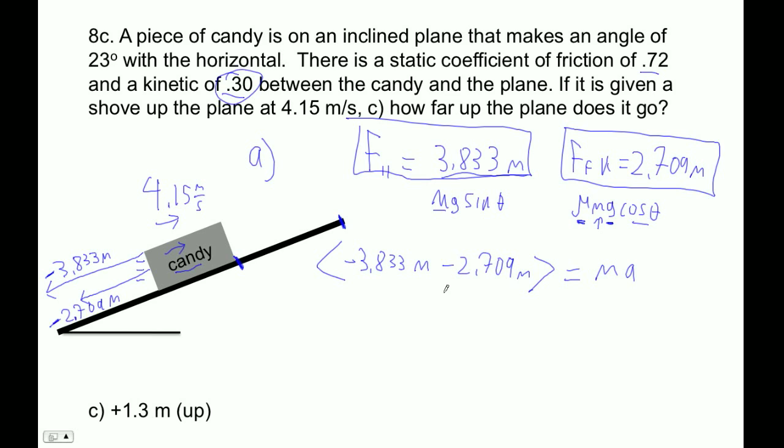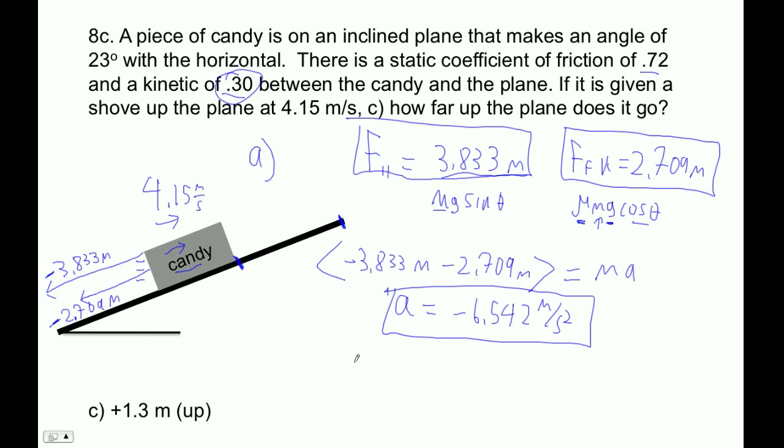I'm just figuring out what these are. There they are. I've stored these in registers in my calculator. So a is negative 6.542. Now I'm carrying 4 sig figs because we've got 2, and that should be plenty.